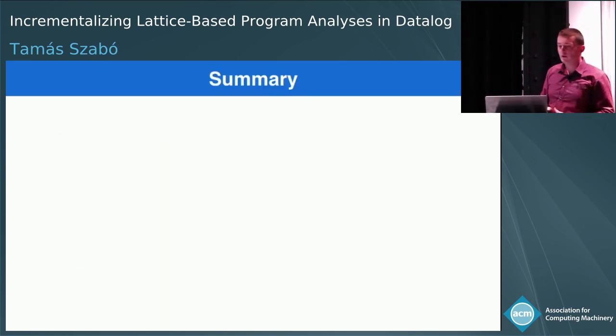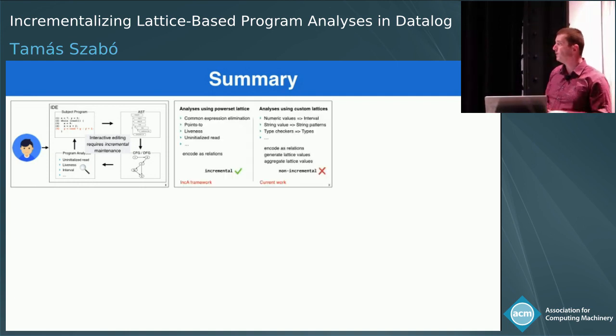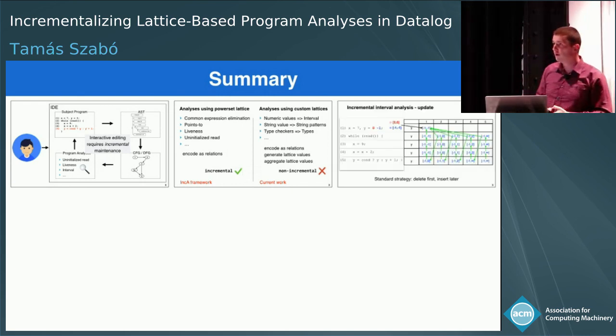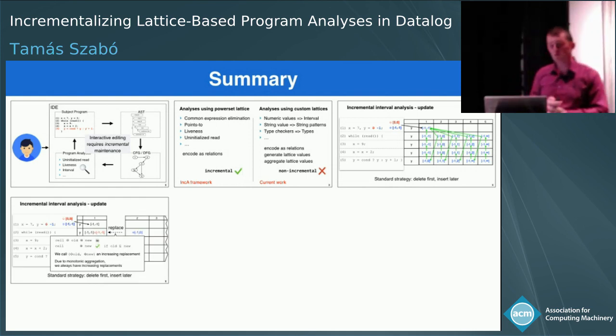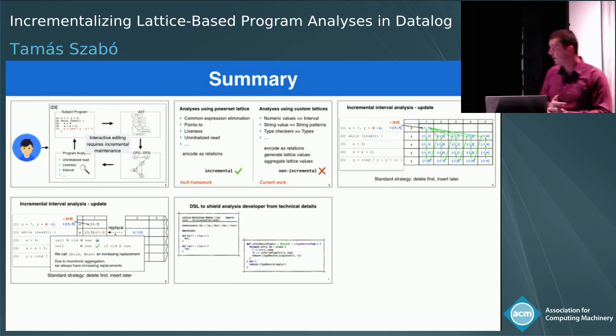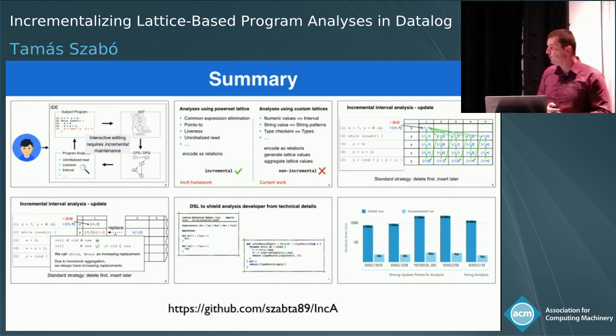So in summary, I explained to you that our work is centered around program analysis in IDEs. The current state of the art wasn't expressive enough to encode program analysis that use custom lattices. I also showed why it is difficult to incrementalize such kind of analysis, and our solution relies on incremental replacements. This is key to our solution. We built a DSL to shield the analysis developers from all of the technical details and the whole analysis framework around this DSL. And finally, I showed some results about the evaluation. So if you want to give this a try, IncA is available as open source software. I'm happy to take any questions, and thank you for your attention.